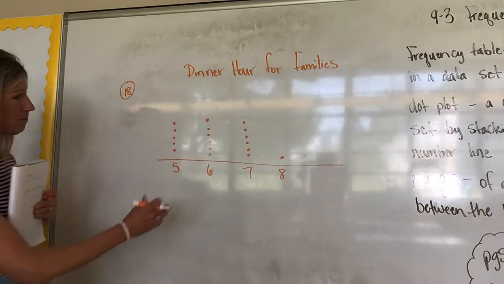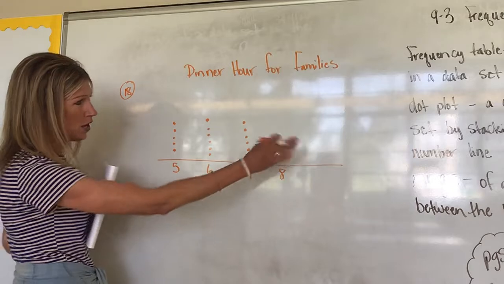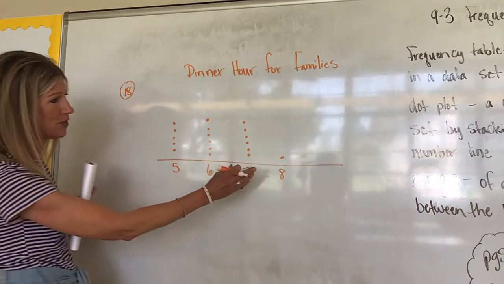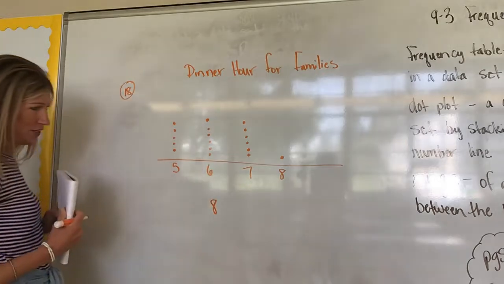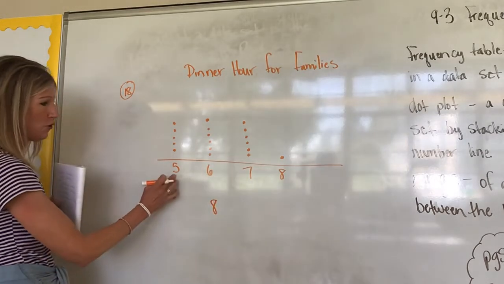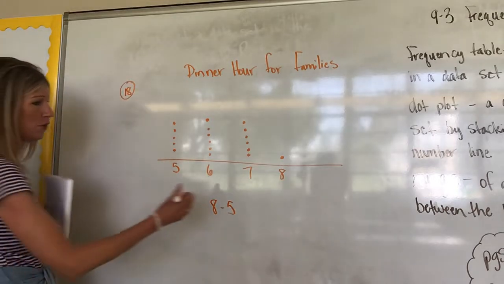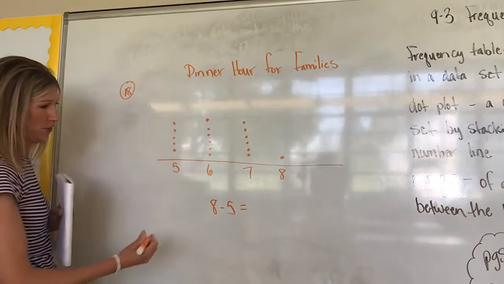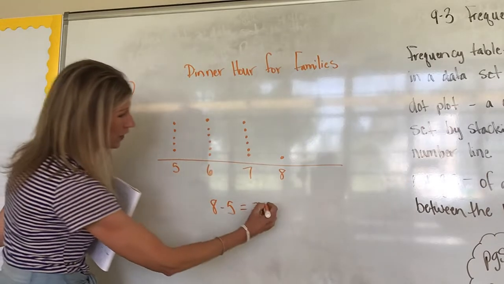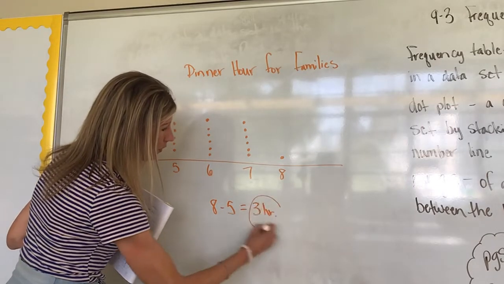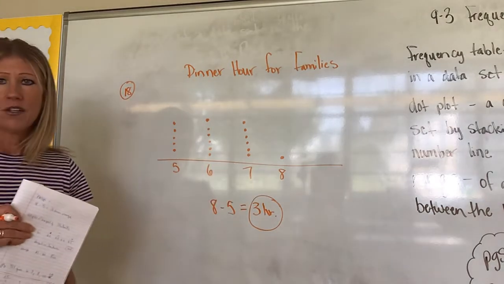So we want to know what the range is. If we go back, we take the difference from our highest value. Our highest value was an 8 o'clock hour. Our lowest value was a 5, so 5 o'clock. Now all we have to do is take the difference. So for this set of data, there is a 3-hour range. We're going from 5 to 8.